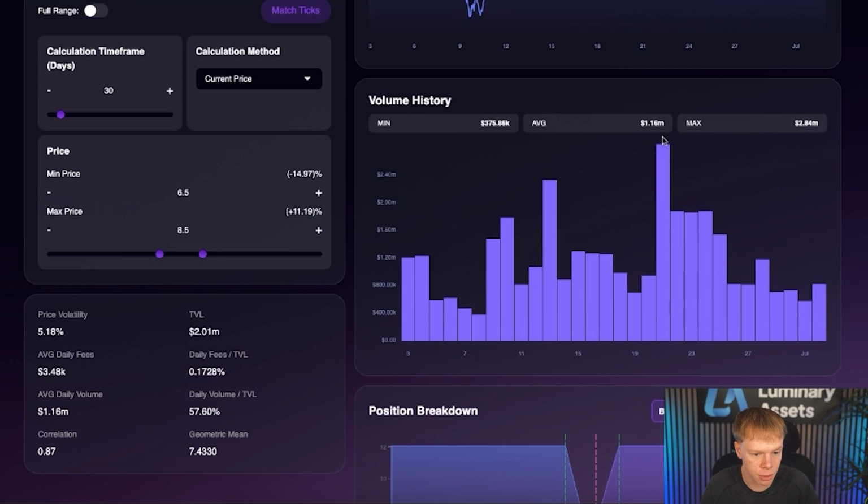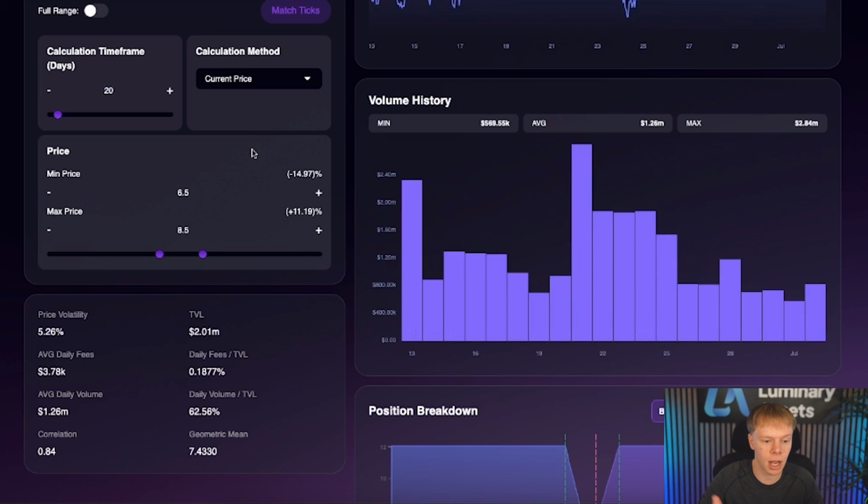So you can see we're averaging out to about 1.1 million in volume. And if we look at recent data, that's relatively accurate, right? But you do have to keep in mind, sometimes if you're looking at a 30-day calculation time frame, you might have a ton of volume in the first, say, week or 2 weeks of this period, and then all of a sudden it drops off. Well, you'd want to narrow this down to, say, 20 days and cut out that data because, well, it's not accurate.